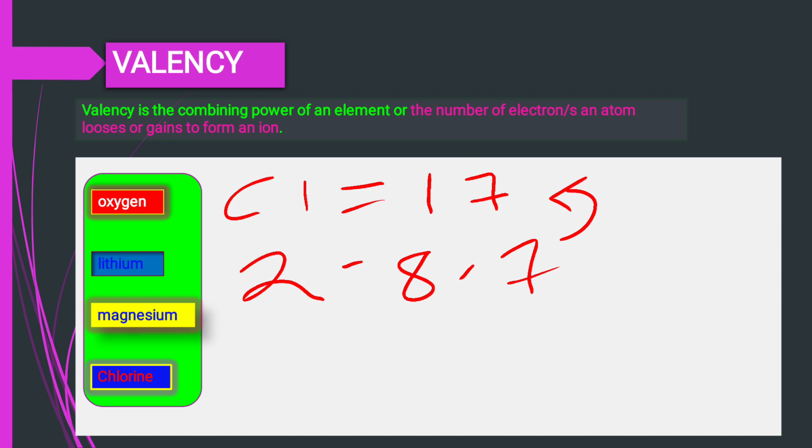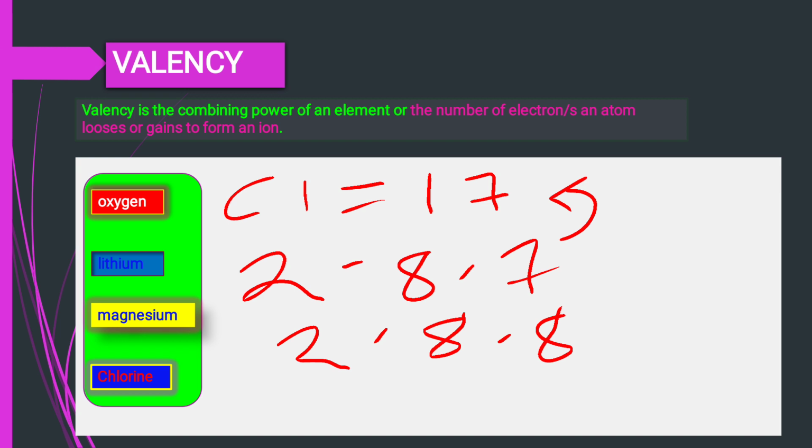So for chlorine to form its ion, it only needs to gain 1 electron to have an octet state of 2:8. Why will chlorine gain 1 electron? Chlorine gains 1 electron because it is easier for it to gain 1 electron than to lose a total of 7 electrons.